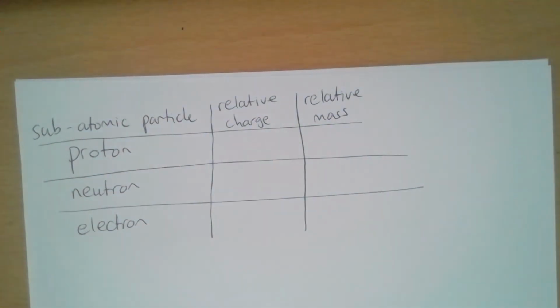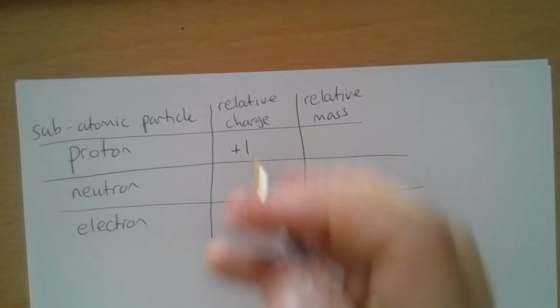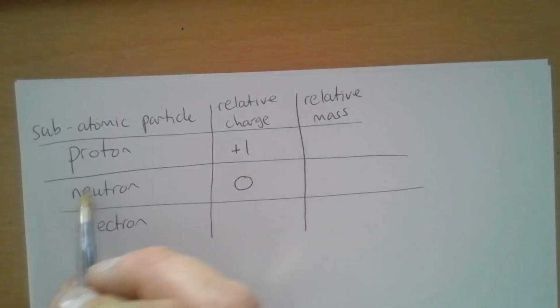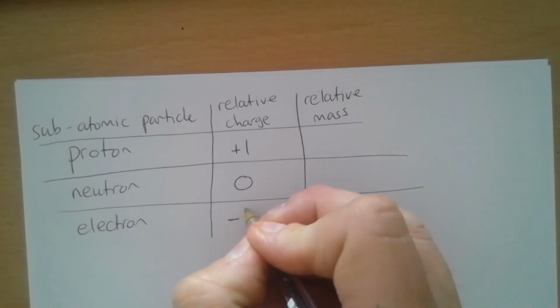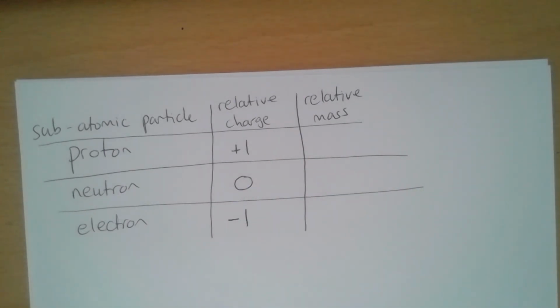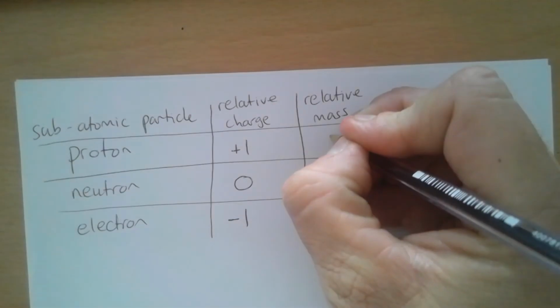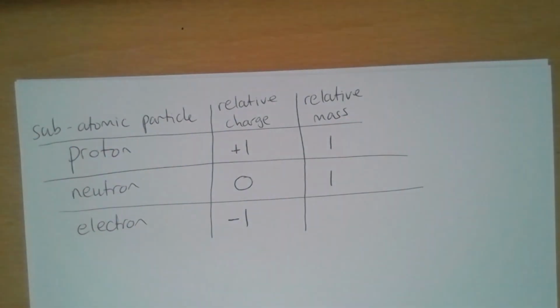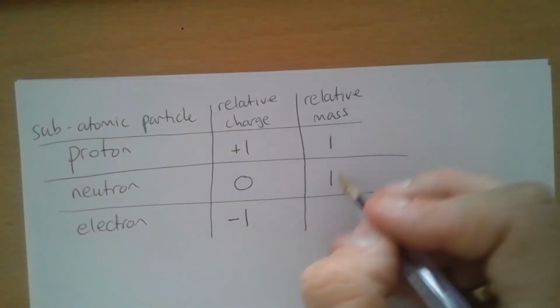So for a proton, it has a relative charge of +1. The pro means positive. The neutron has a relative charge of 0. The neut in this case means 0, and the electron has a relative charge of -1. The proton has a relative mass of 1, as does the neutron. So they both have the same mass.